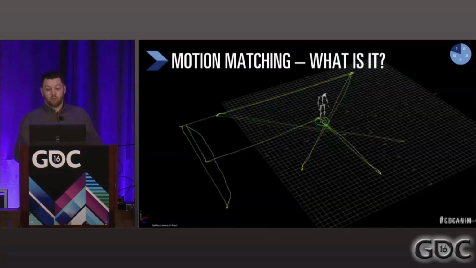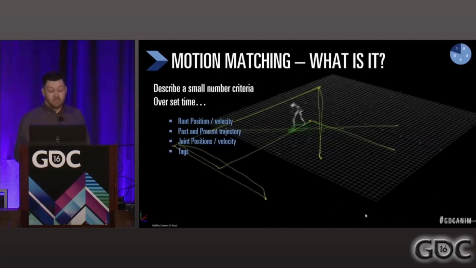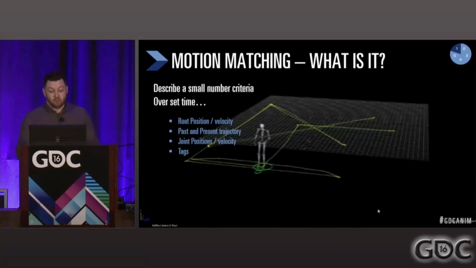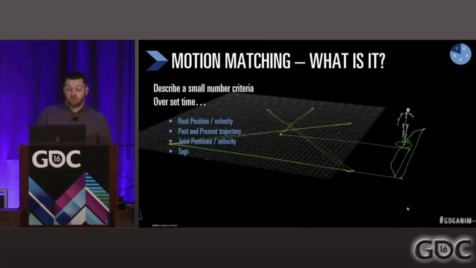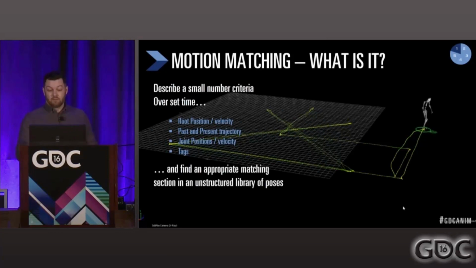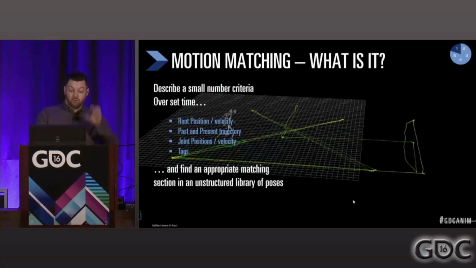So, which brings me to what motion matching actually is, albeit a very, very high level description of it. So we describe a small amount of characteristics on what we want the character to do over a certain amount of time, let's just say 1 second. We then take into account things like root position and velocity, the past and present trajectory, joint positions such as feet and hands and their velocity, as well as any tags that we may add. We take all this and basically find an appropriate matching section in an unstructured library of poses, effectively meaning we could jump anywhere in a piece of data if it matched our current pose at the time of input.